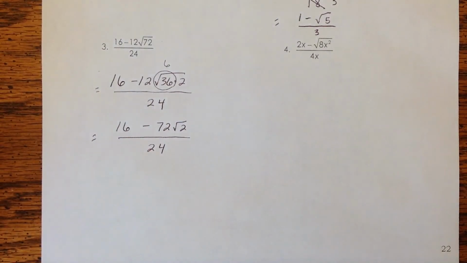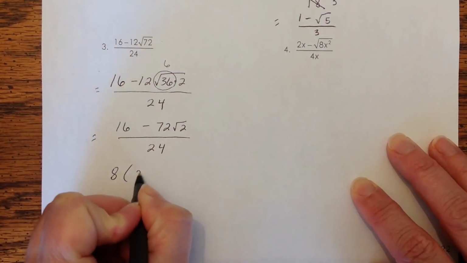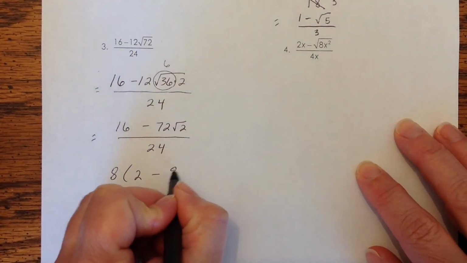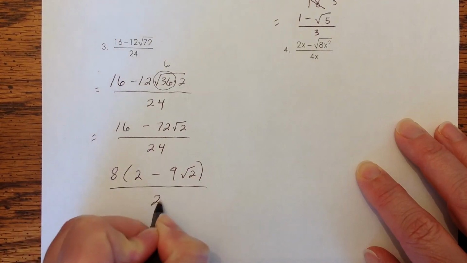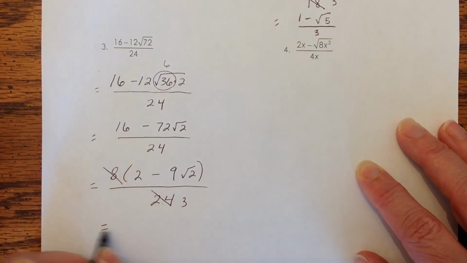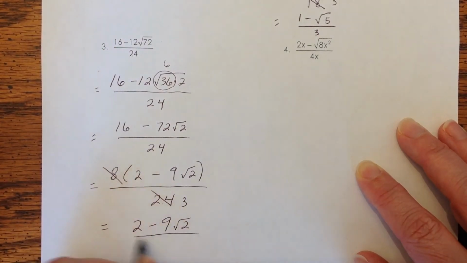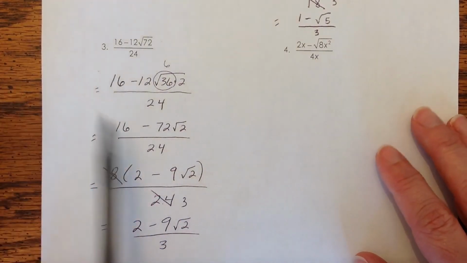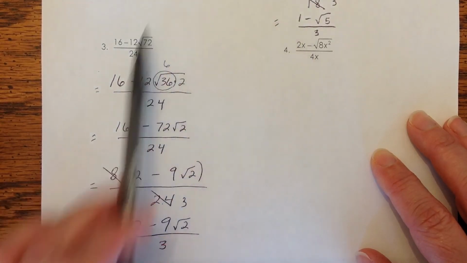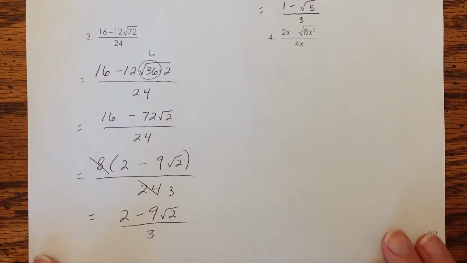Now I need to take out the common factor that's shared in the numerator, right, which is 8. So I'm going to take out 8 and get 2 minus 72 divided by 8 is 9 square roots of 2 all over 24. Again, 8 24ths reduces down to 3, so I get 2 minus 9 square roots of 2 over 3. It just so happens that every single time our denominator has ended up 3. That's just by happenstance, not because that's always how it will be.